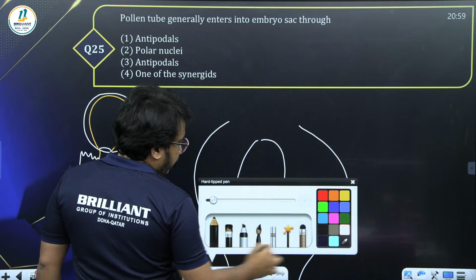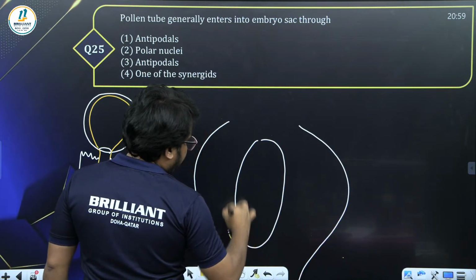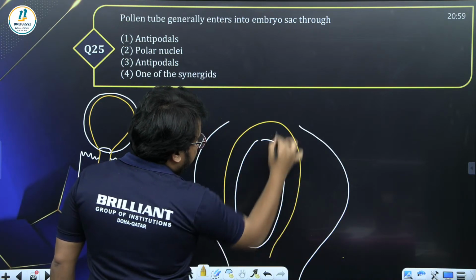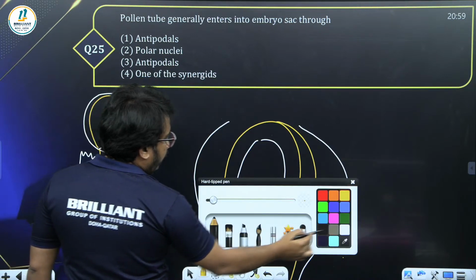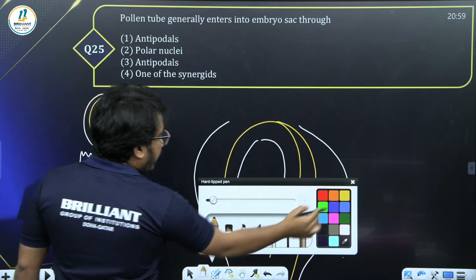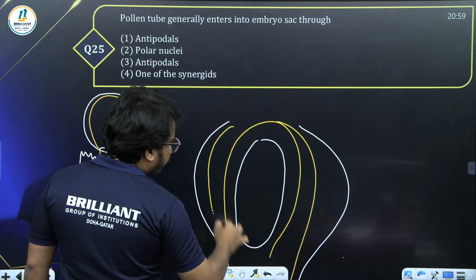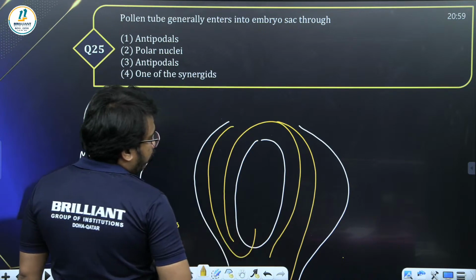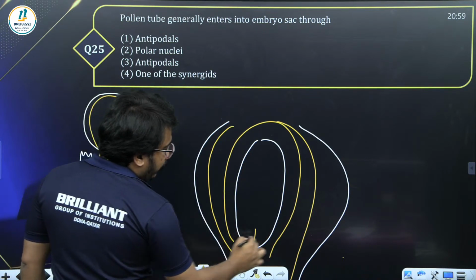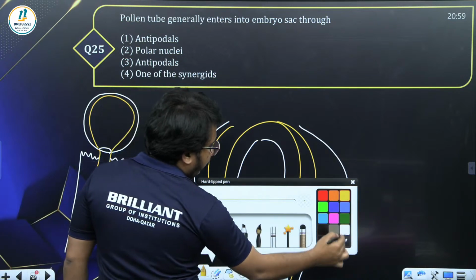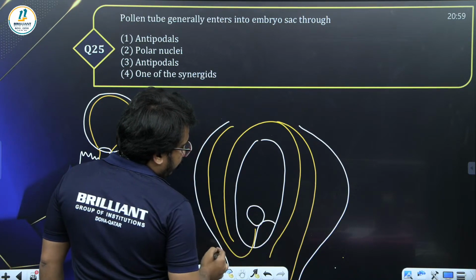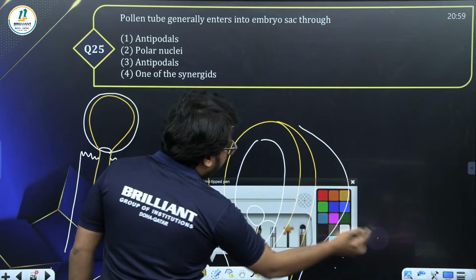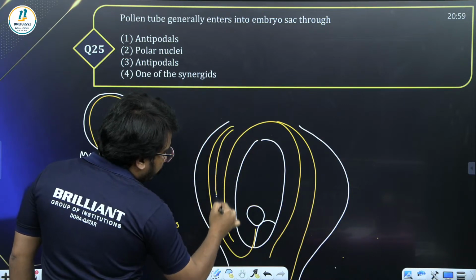You know that it is getting covered by integuments. So like this, integuments are present, funicle is present. Through the micropyle only, there will be the entry of the pollen tube. So the pollen tube will be entering through the micropyle. After entering here, you can see one of the synergids will be degenerating when the pollen tube is entering here. So the pollen tube will be coming like this.